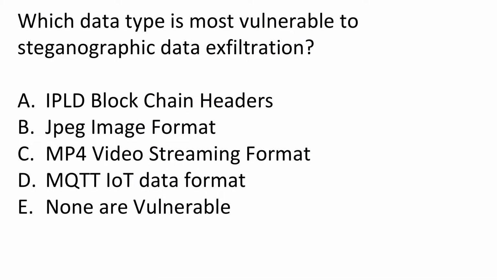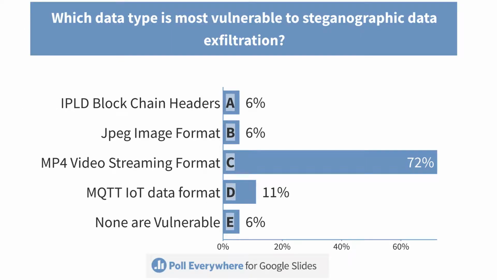All right, which data type is most vulnerable to steganographic exfiltration? IPLD blockchain headers, JPEG image format, MP4 video streaming format, MQTT IoT data format, or none are vulnerable. Again, just pick the answer that your first instinct directs you to select. Okay, awesome job. Still a little bit more of a smattering of answers, but still the majority got the answer right. One last question.